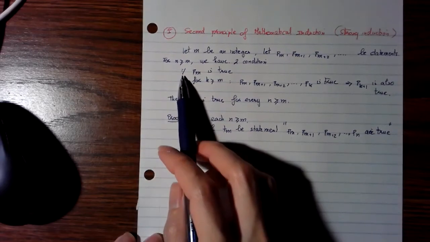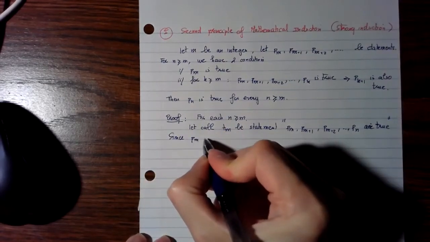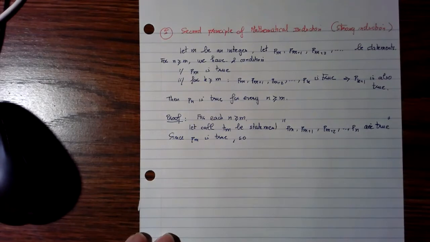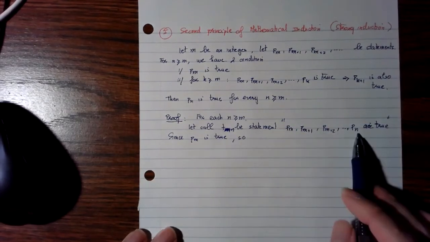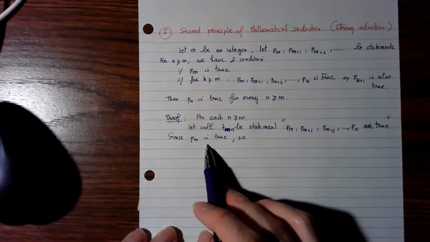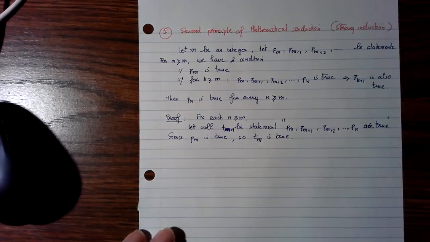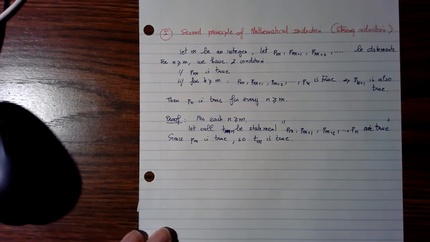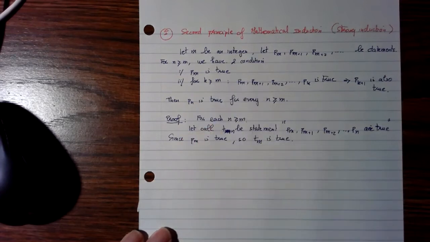And we know that Pm is true. Since Pm is true, so it means that, oh, I'm sorry, this is Tn. Tn is a statement from Pm to Pn. Since Pm is true, it means that Tm is true. Tn is the statement that Pm to Pn is true, and because Pm is true, Tm is true.